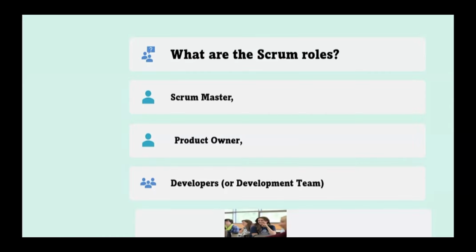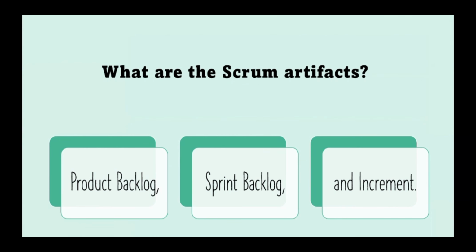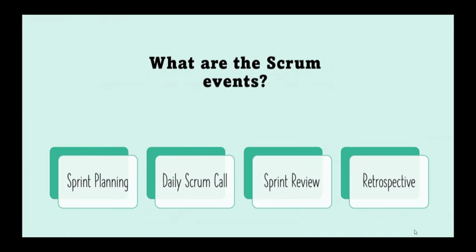What are the Scrum roles? Scrum Master, Product Owner, and the team. What are the Scrum artifacts? Product backlog, sprint backlog, and the increment. What are the Scrum events? Sprint planning, daily Scrum, sprint review, retrospective.